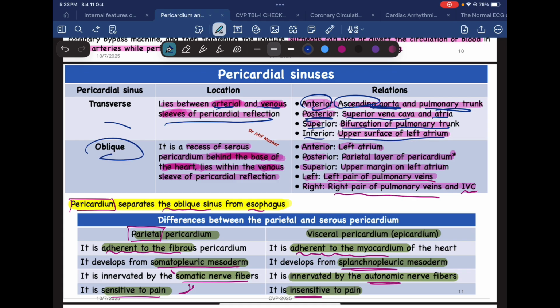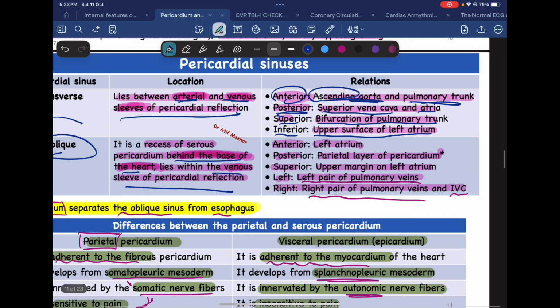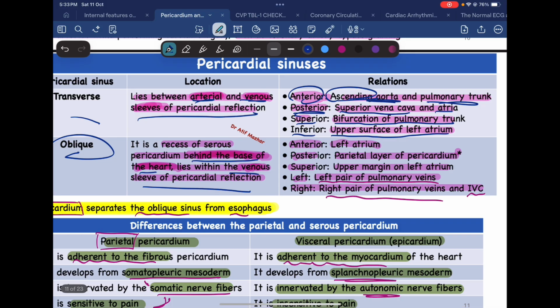Now, the oblique one, it's behind the base of the heart, within the venous sleeve of the pericardial reflection. Okay, so it's behind the base. The base is gonna be the left atrium. Now, as I just said, it's behind the base, so what's in front of it, or anterior to it, is gonna be the left atrium. Posterior to it, which means behind it, is the pericardium, specifically the parietal layer. Superior to it, which means above it, is the upper part of the left atrium, and to the left, you're gonna find the left pulmonary veins. To the right, you're gonna find the right pulmonary veins and the inferior vena cava.